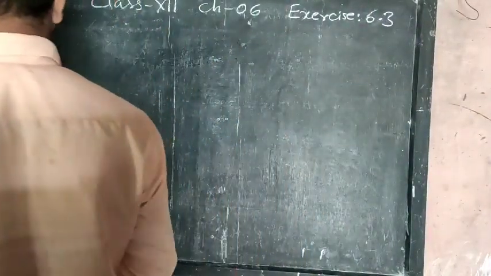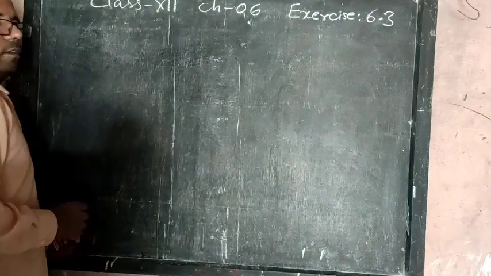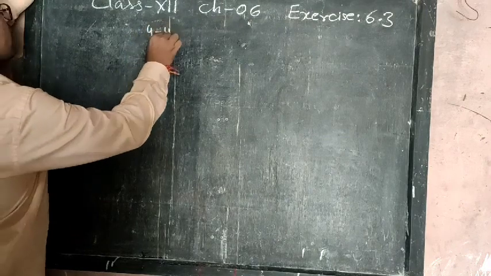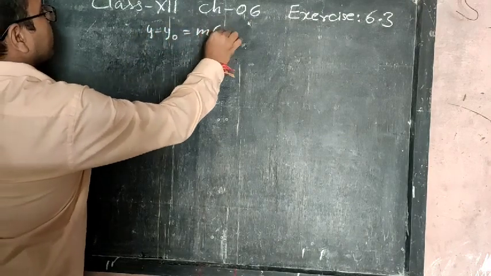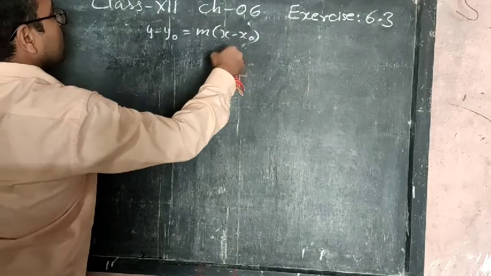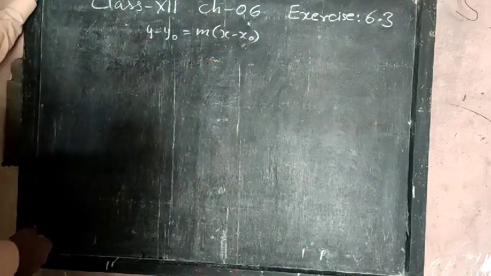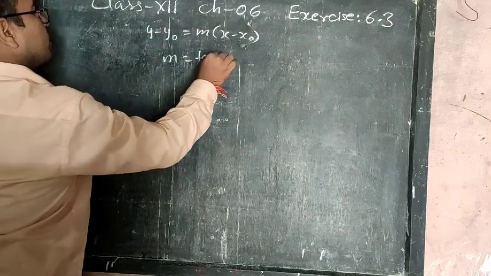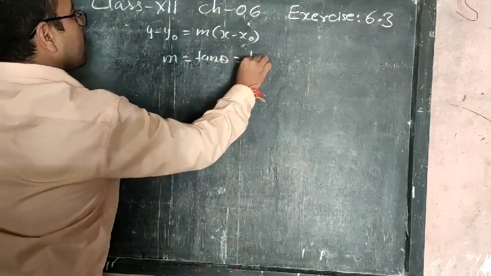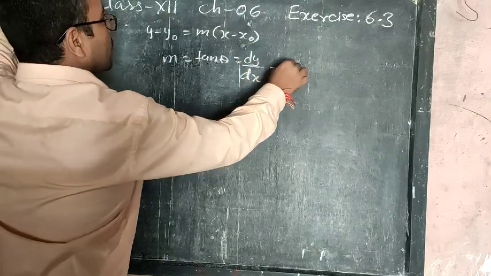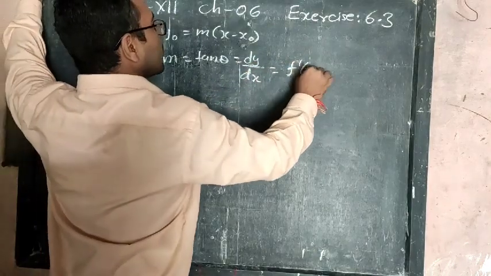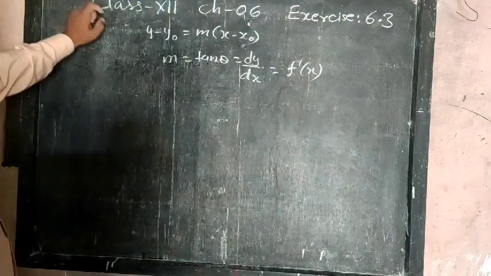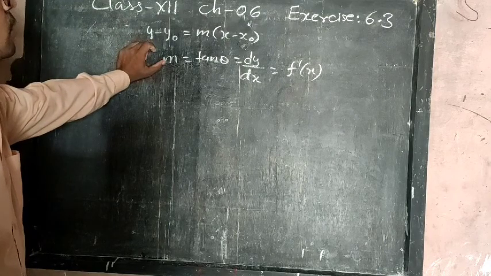So now students, as we have discussed the equation of a line, that is y minus y naught is equal to m times x minus x naught. So m was tan theta. We can put it here: m is equal to what? Tan theta. Or we can put it here dy by dx, or f dash x. All these values we can put here. Suppose m is the slope of a line.